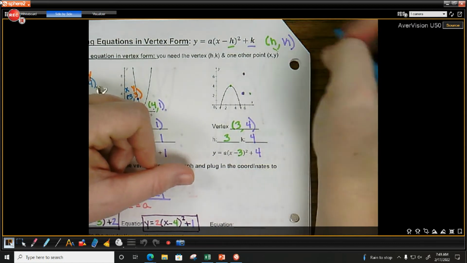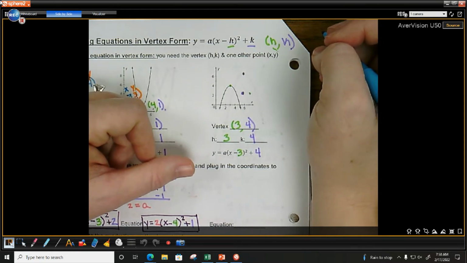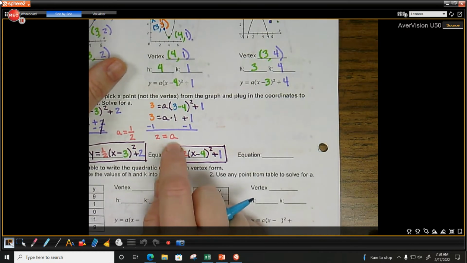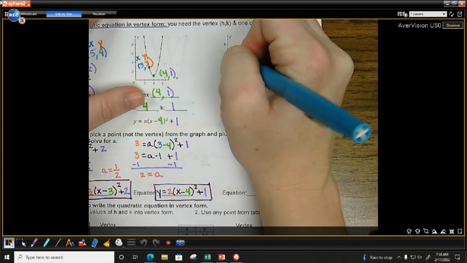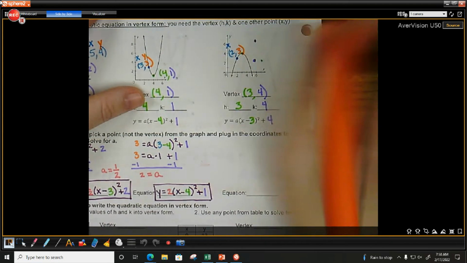Tell me an ordered pair you want to choose, Sierra. It can be any ordered pair that's on the parabola. Okay, again, if you liked this last one where the coefficient was 1, so we didn't have to divide by the coefficient, it's best to choose one that's close to the vertex. Okay? 2, 3. That is a good ordered pair. So the 2 is my x, the 3 is my y.